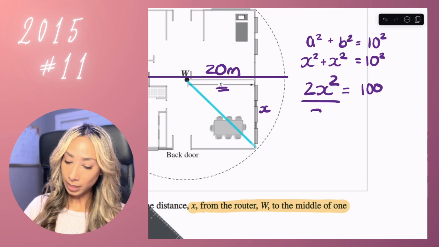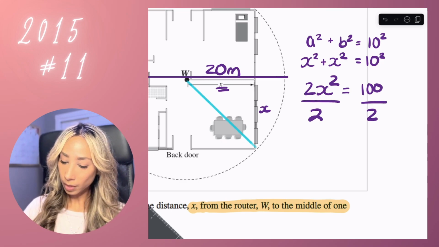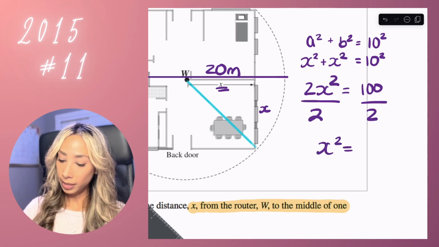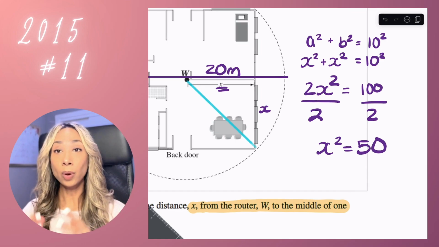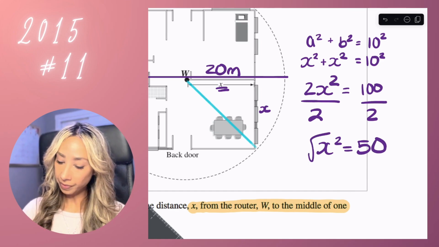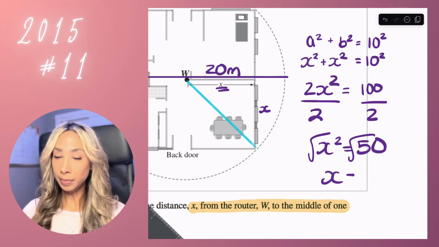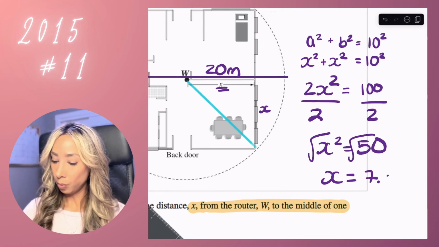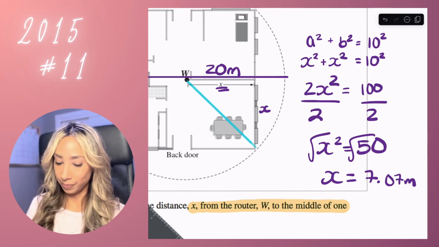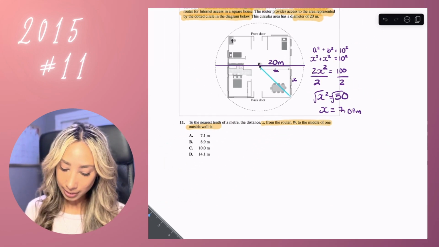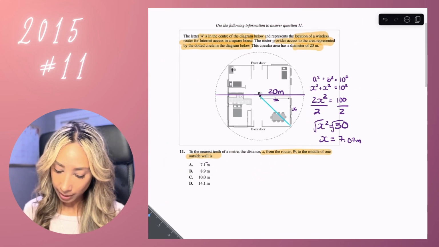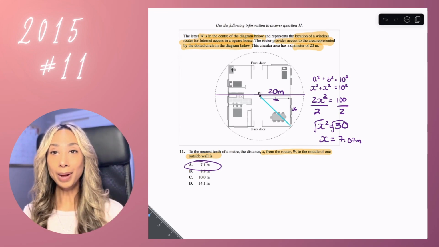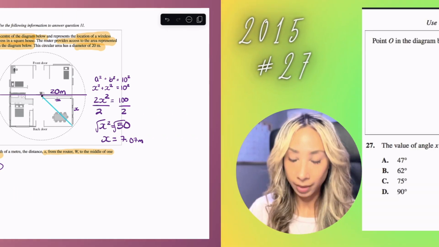So we're going to divide both sides by 2, which gets me to x squared equals 50. We then want to get x alone, so we're going to square root 50. And that leaves me with, and yes, you can use your calculator for this one, 7.07 meters. So the distance that we can use for this one is 7.1 once we round it out. So it's going to be option A.